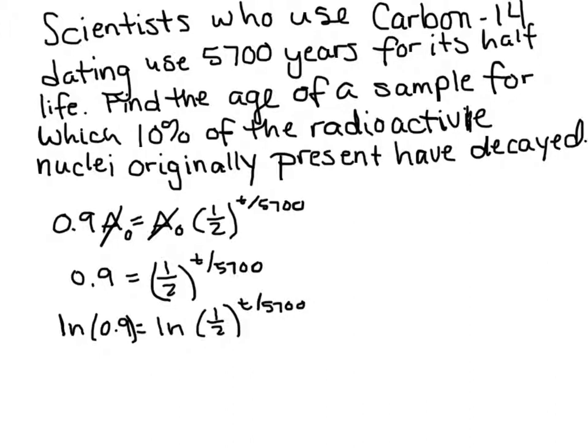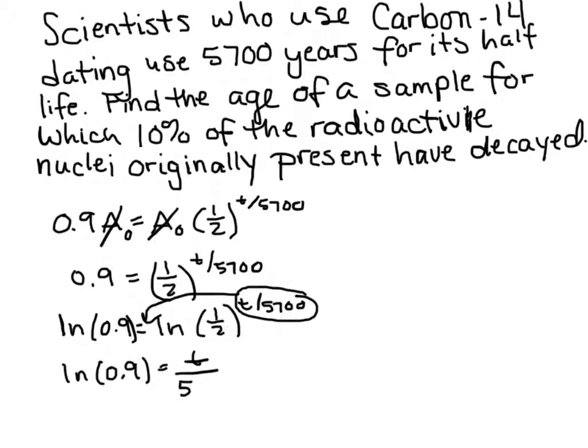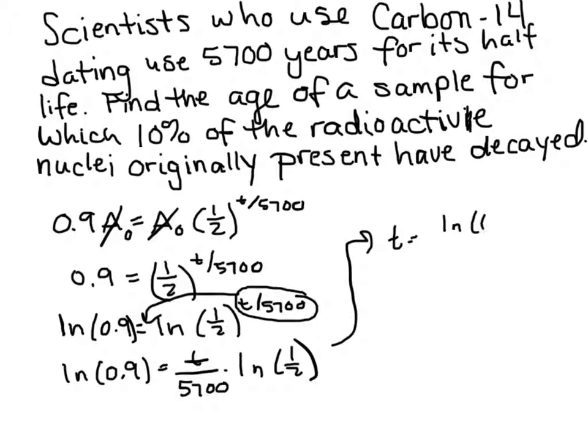Now, of course, one of our log rules is that we can take the exponent and multiply that down in front. So now we have that the natural log of 0.9 is equal to t over 5,700 times the natural log of 1/2. So really what we're left to do is multiply by 5,700 and divide by the natural log of 1/2. So t is equal to the natural log of 0.9 divided by the natural log of 0.5, 1/2.